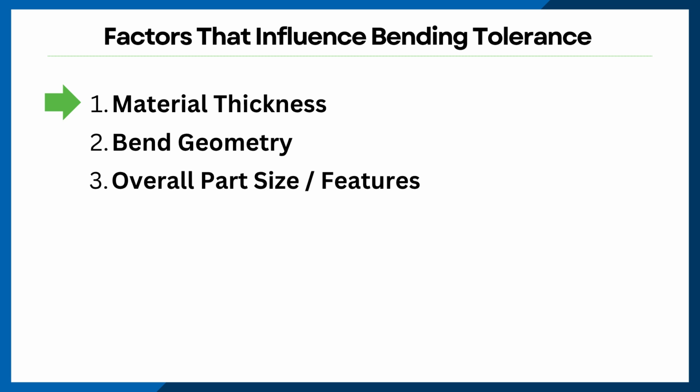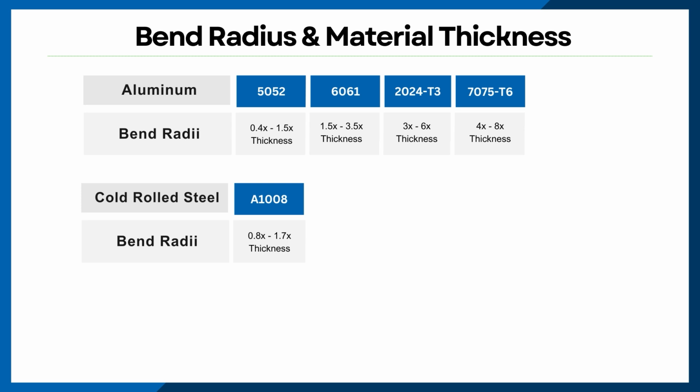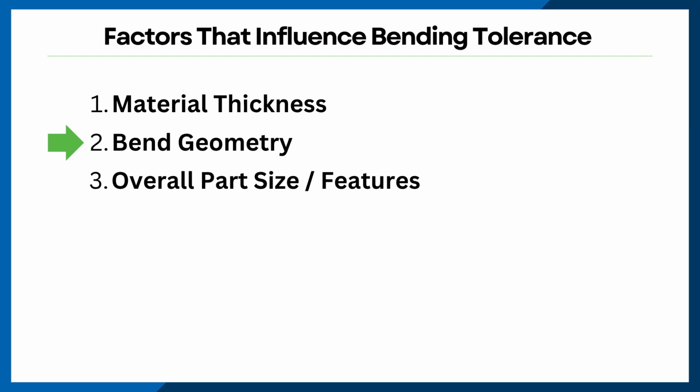Now let's go through some factors that influence bending tolerances. First and foremost, material thickness plays a big part. Thicker materials tend to have a wider tolerance on the nominal thickness, resulting in greater part-to-part variation in uncontrolled dimensions. Bend geometry is another factor.